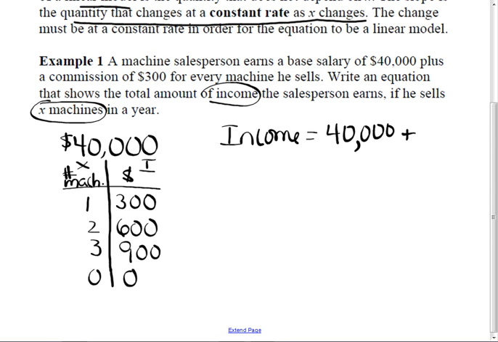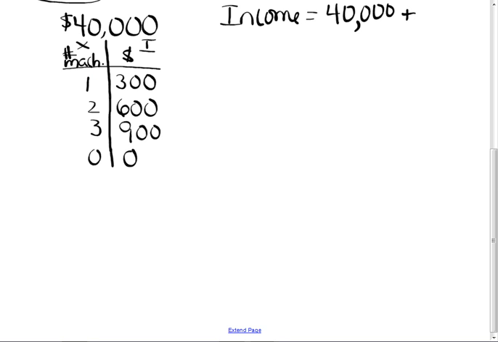plus, what if he sells X machines? How much is he going to make? If you sell 1 machine, it's $300. 2, it's $600. 3, it's $900. How am I getting these numbers? I'm multiplying these numbers by what? Not 3. Close. 1 times 3 is 3. I want 300. What am I multiplying by? 3 times what gives you 900? 300. So what if I sell X machines?